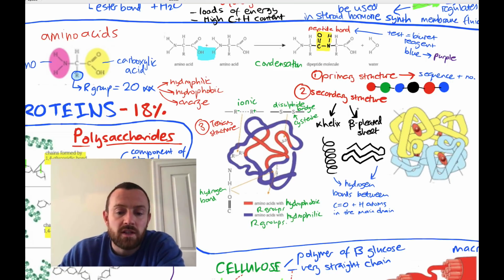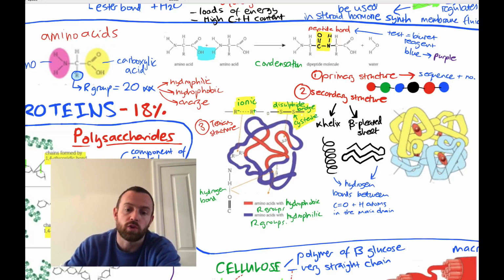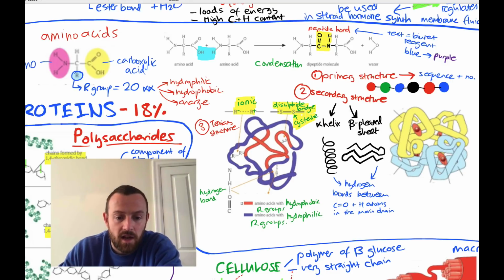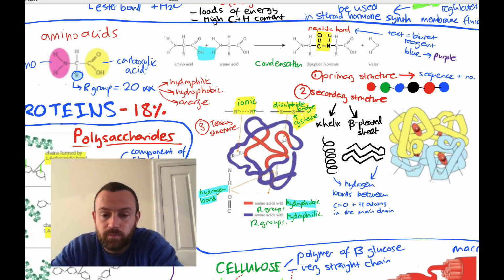Okay, you do sort of need to know which bonds are stronger and which are weaker. So in terms of the bonds that are the strongest, ionic bonds and disulfide bridges are the sort of strongest types of interaction that hold a protein together, and slightly weaker are the hydrogen bonds and then the hydrophilic and hydrophobic interactions.